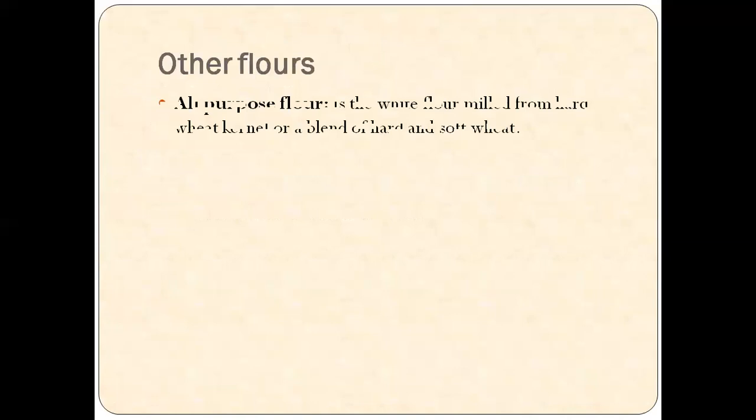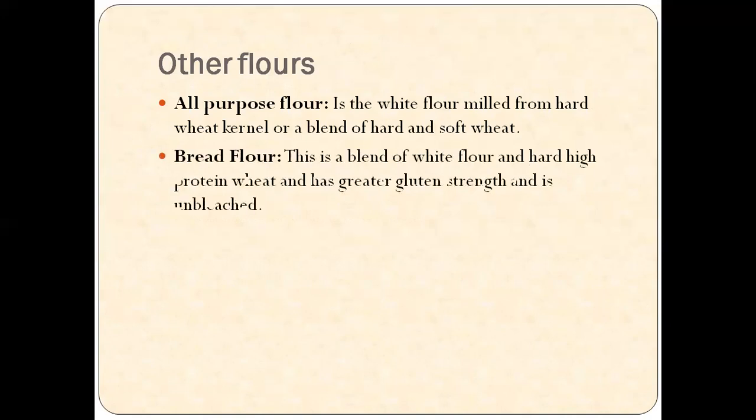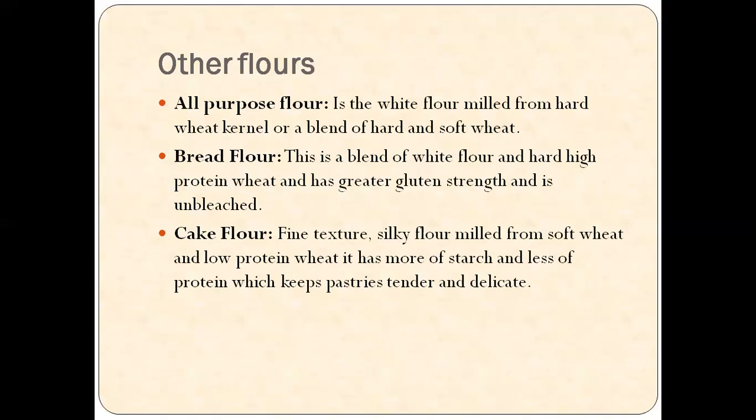The other flours that are available are the all-purpose flour, which is white flour milled from hard wheat kernel or a blend of hard and soft wheat. Bread flour, this is a blend of white flour and hard high protein wheat and has a greater gluten strength and is unbleached. Cake flour, fine texture, silky flour milled from soft wheat and low protein wheat. It has more starch and less protein, which keeps the pastries tender and delicate.